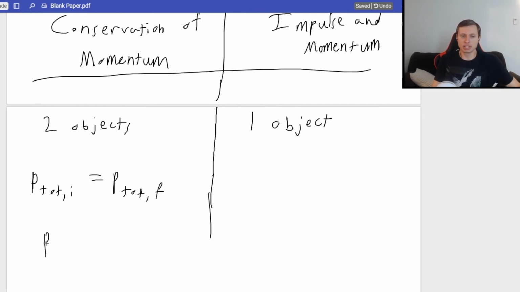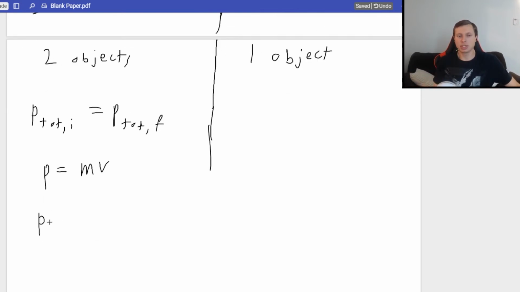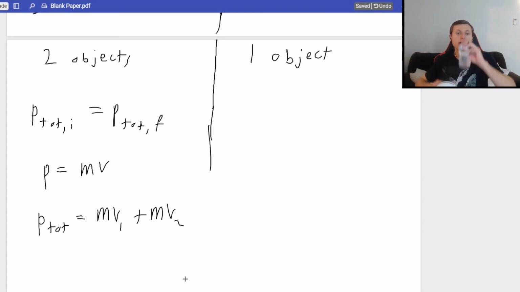What is momentum P? Well, momentum P is equal to mass times velocity. And if I'm talking about P total, then I'm talking about mass times velocity 1 plus mass times velocity 2 plus however many objects I have. Most of the time it's just 2. Okay. And that's what we're going to do for conservation of momentum. How do you know if it's conservation of momentum? There's two or more objects that they talk about.